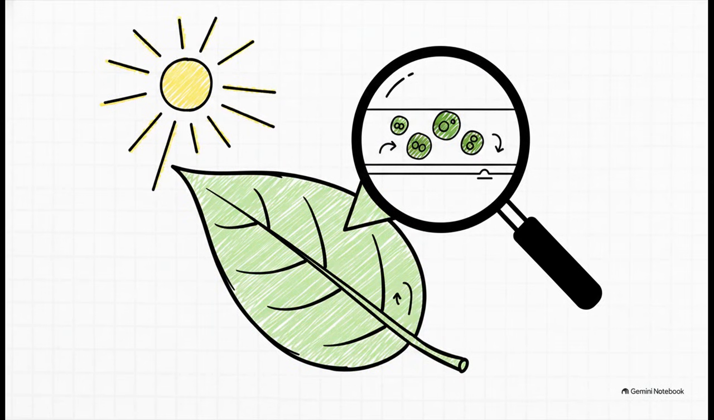Moving all the way to the top of our building, we find the solar panels, the leaves. Leaves are essentially the world's most important manufacturers of food.